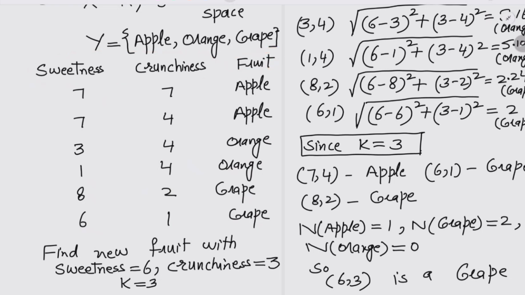Now the question is, if you are asked to find the label of some unknown fruit which has sweetness 6 and crunchiness 3, and use k equal to 3 neighbors, then what is that fruit? So we have to find out what is the value of 6, 3. The value in this case is the fruit.